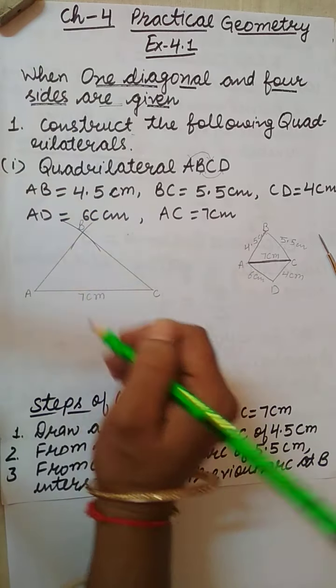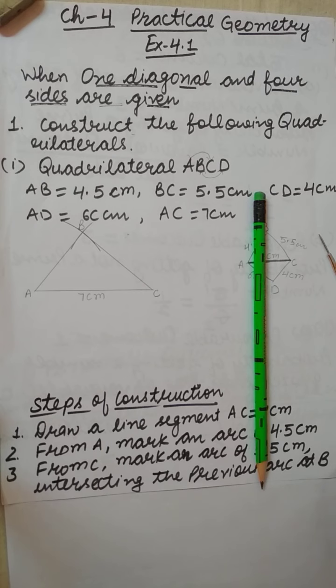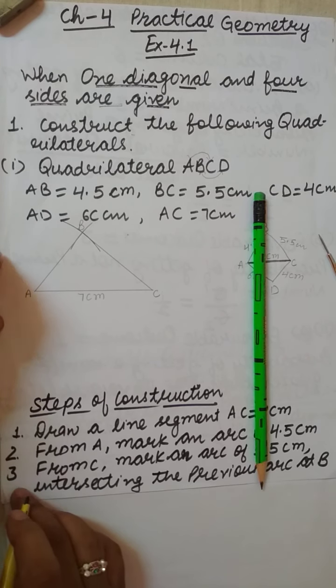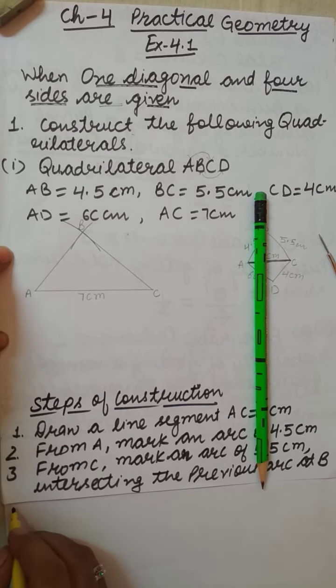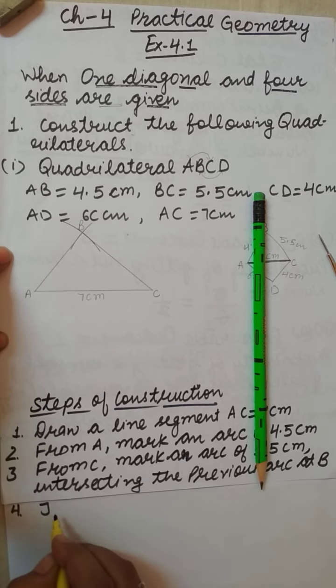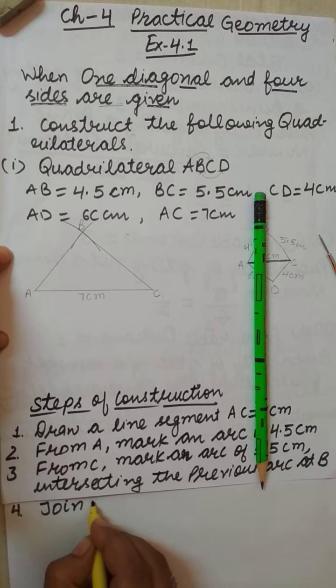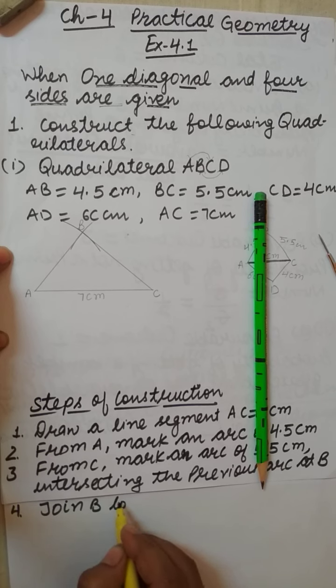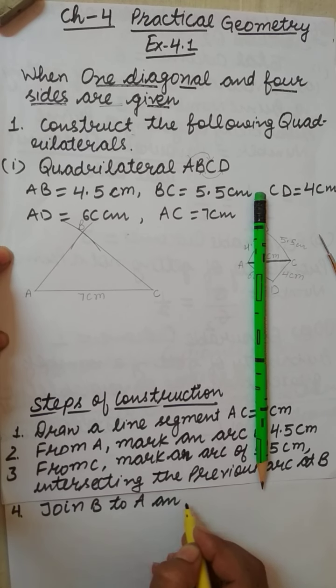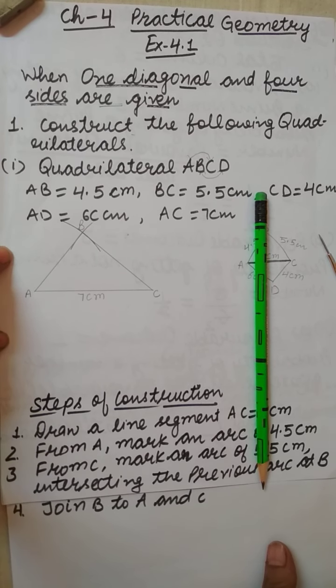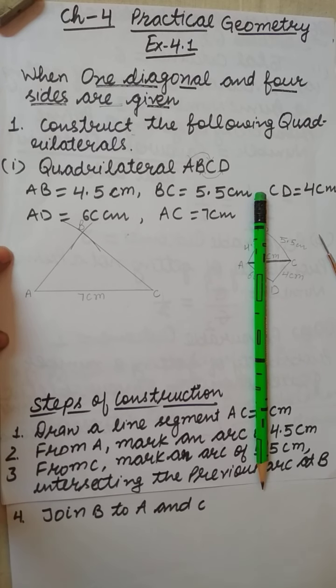Now the upper triangle is formed. So side by side I will write down the step of construction. Now the fourth step of construction is: join B to A and C. This is our fourth step of construction.